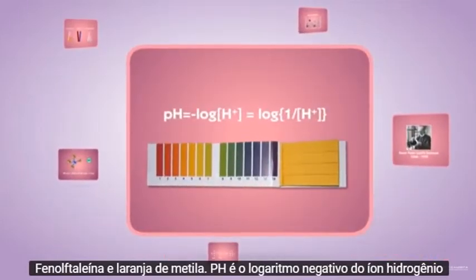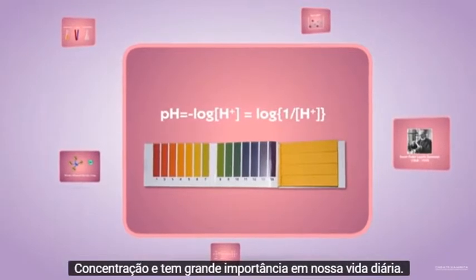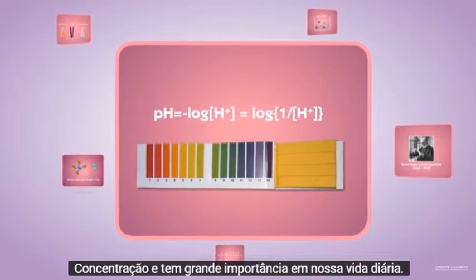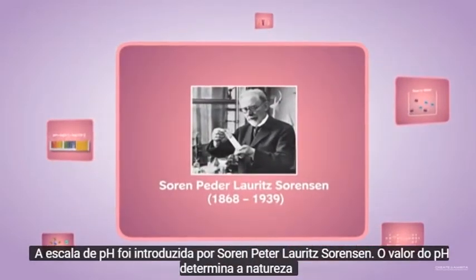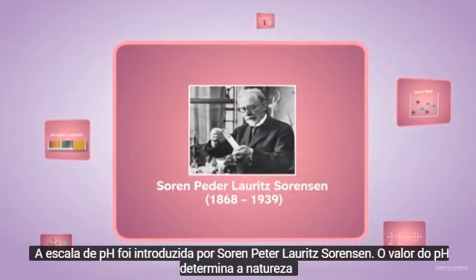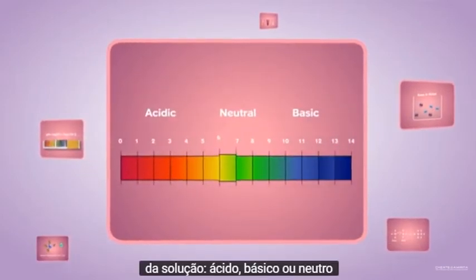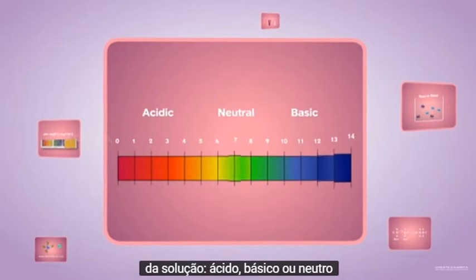pH is the negative logarithm of hydrogen ion concentration and it has great importance in our day-to-day life. pH scale was introduced by Søren Peter Lauritz Sorensen. The pH value determines the nature of the solution, acidic, basic or neutral.